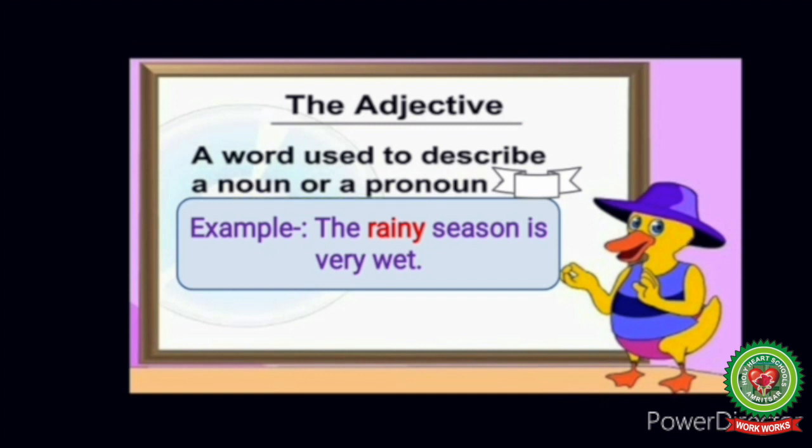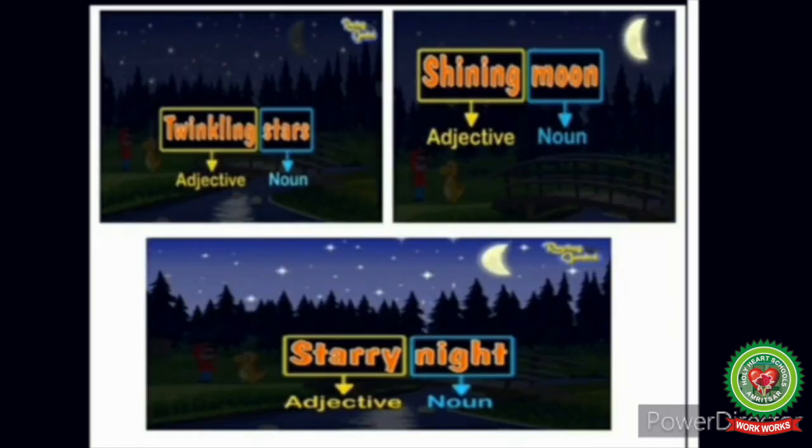For example, the rainy season is very wet. Now in this example, season is a naming word, so noun. Rainy is describing season, so adjective. Now let's understand some more examples.